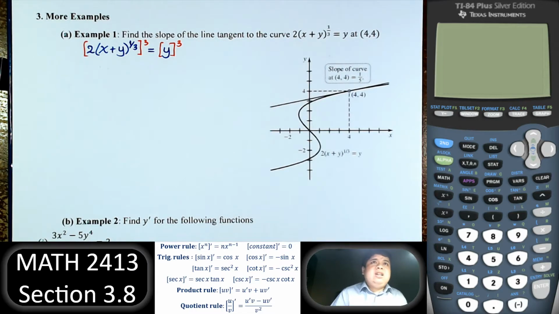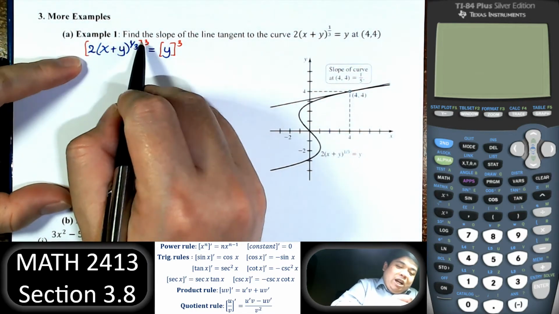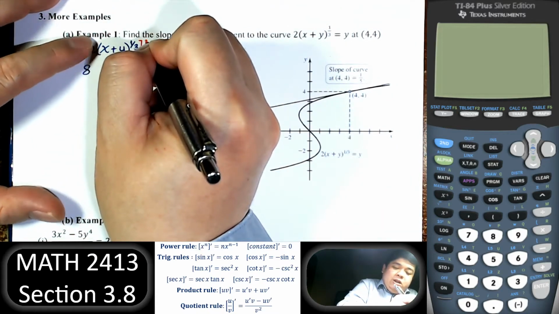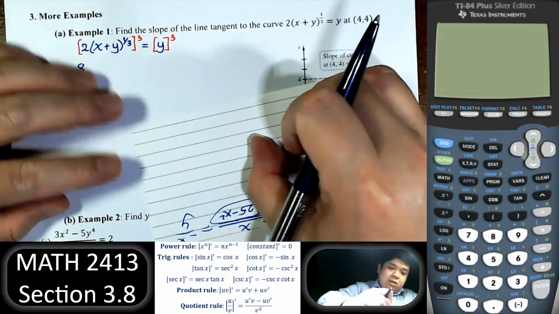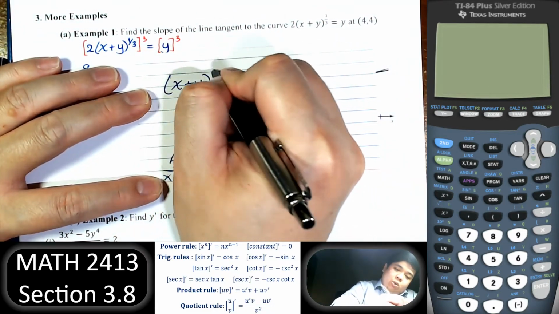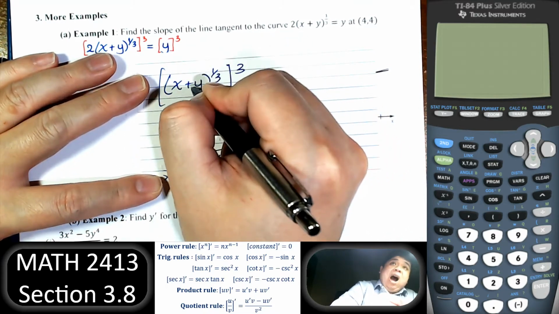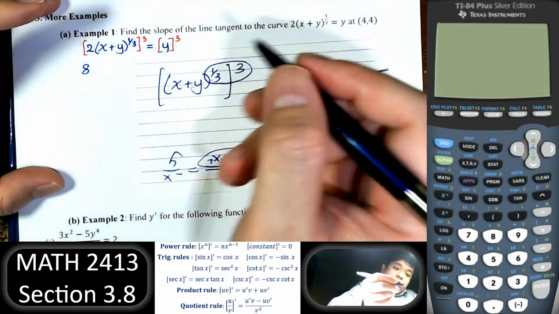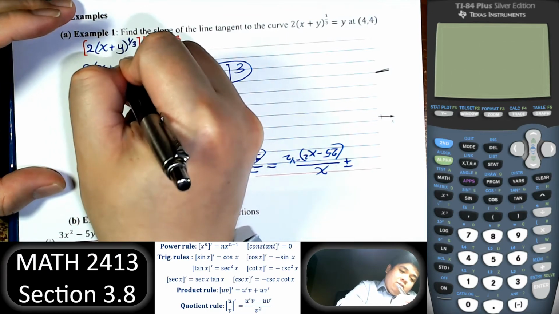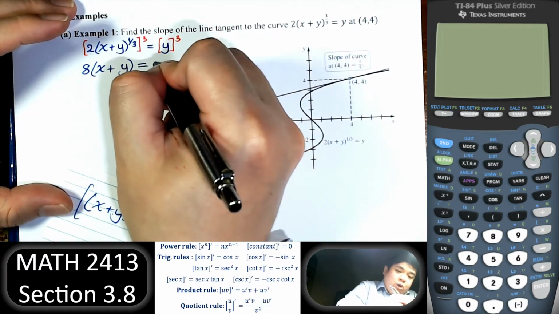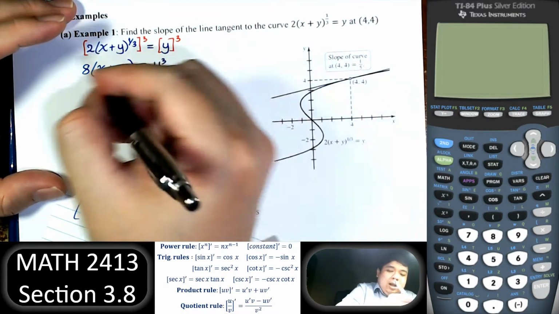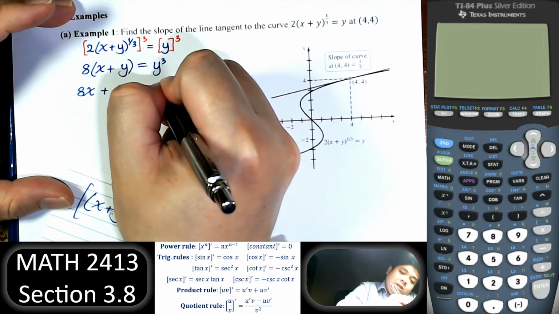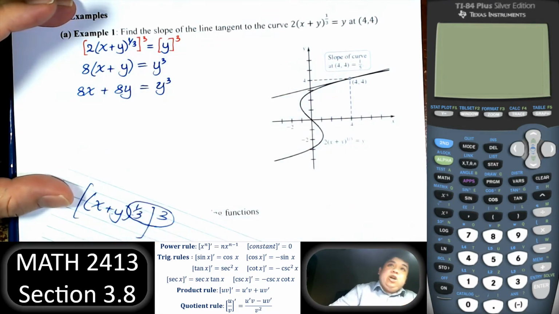So why do we do that? Just bear with me. 2 to the third power is 8. Then the 1/3 power to the third power. So we have 8 times (x + y) to the 1/3 and then cubed. A power to another power, we multiply the exponents. 1/3 times 3 is 1. So we just have 8(x + y), and then y cubed. Of course, we can multiply out the x. Equal to y cubed.